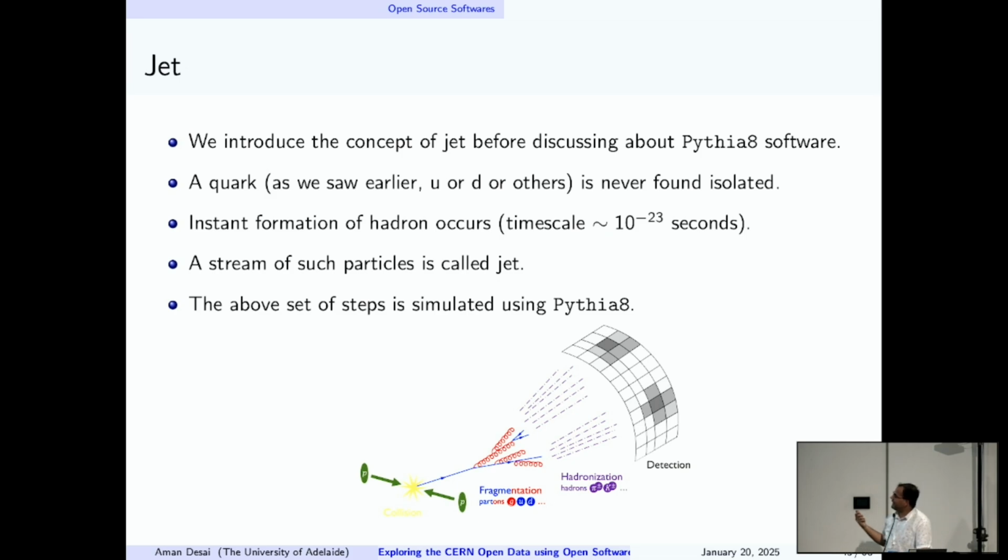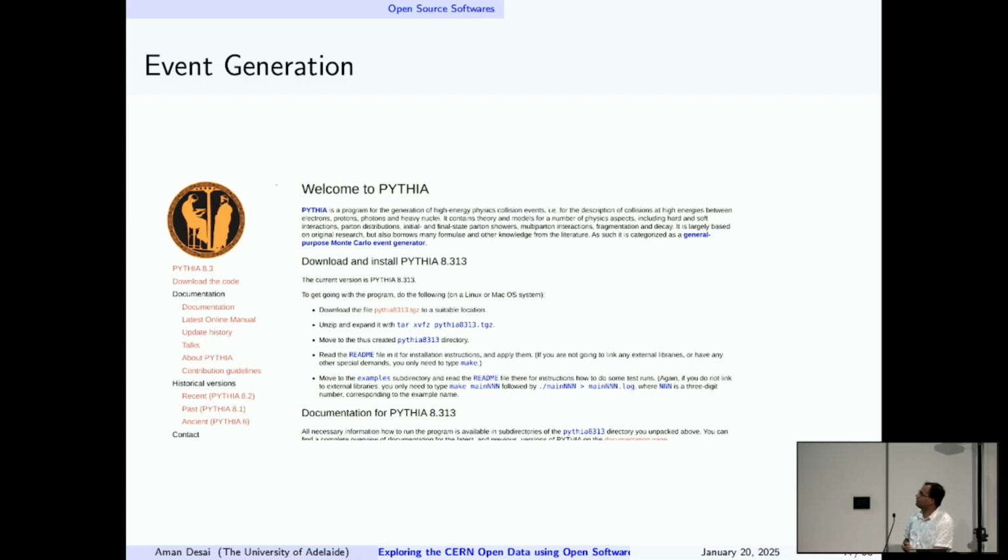This is JET. As we saw the shower of particles, we don't call it a shower of particles, we just name it JET. It's important that these things are simulated properly so that we don't miss our new physics signal. Event generation is done by Pythia, and the JET is one of the things that Pythia does.